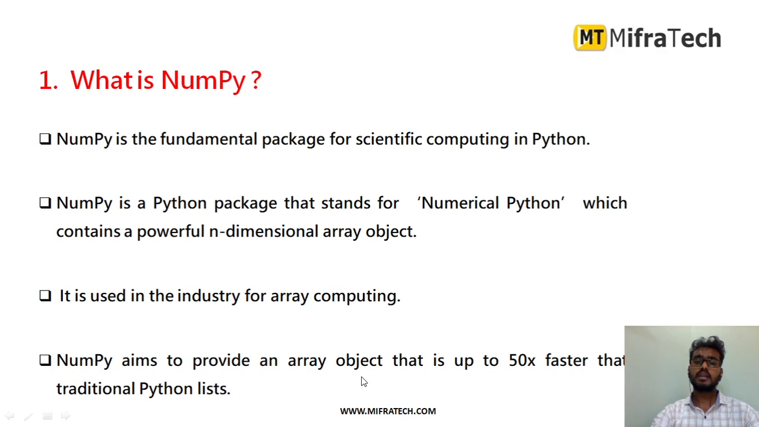It mainly provides, as I told, an n-dimensional array object as compared to the traditional Python list or Python array. This Numpy n-dimensional array is 50 times faster than the traditional Python list. So it is a very fast computing array object, which is provided by the Numpy library.